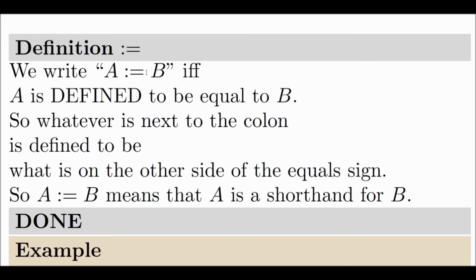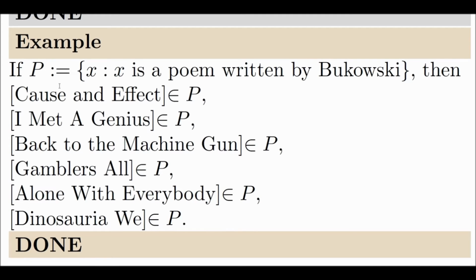So I'll write a colon equals whenever I'm defining the thing next to the colon to be equal to the other thing. So if I write A colon equals B, this just means that A is defined to be equal to B. So you think of A as a shorthand for B. Here's an example. If I say that P is defined to be this set, the set of X such that X is a poem written by Bukowski, then all of these poems would be members of P, because P is just a shorthand for this set.